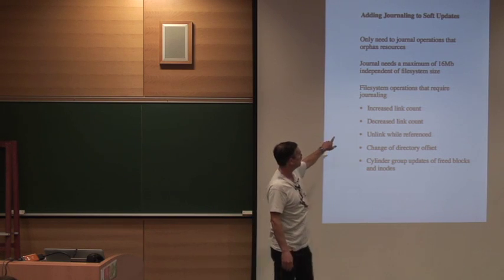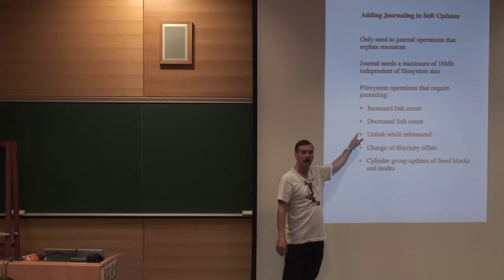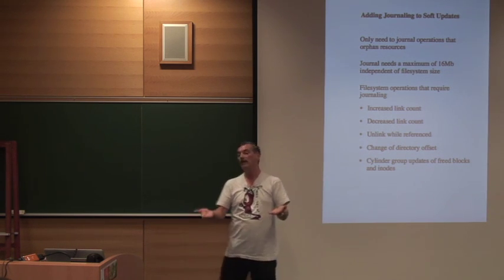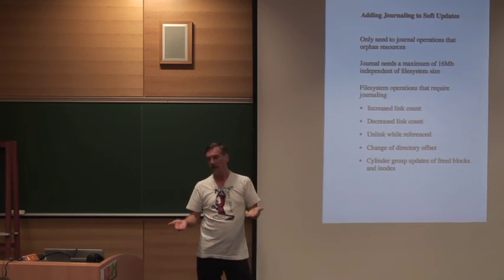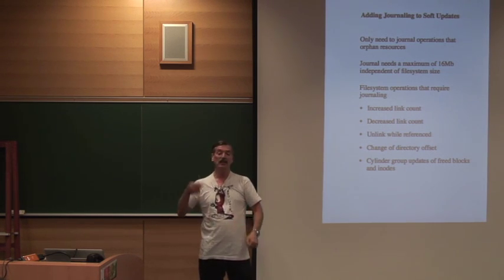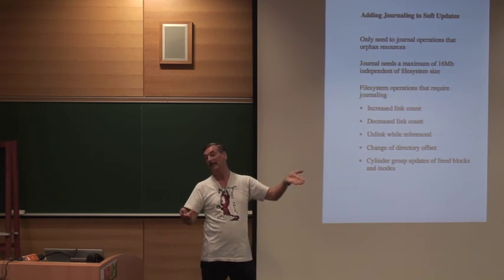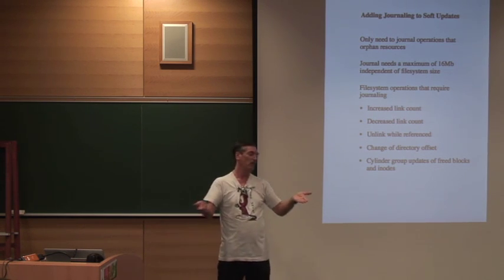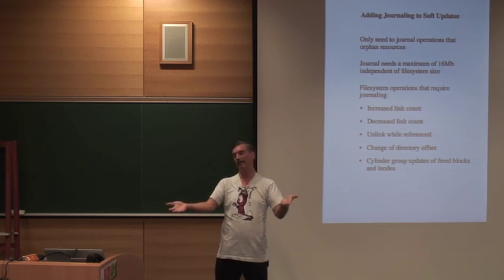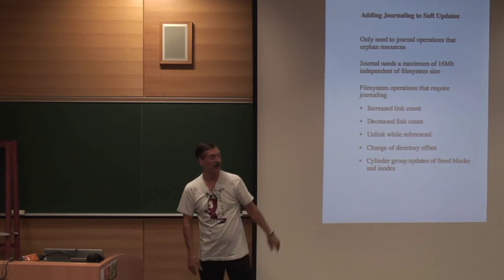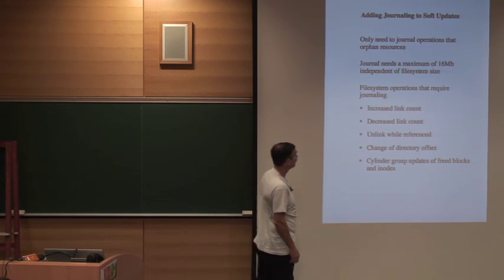OK, decreased link count, more or less the same story. We need to delete an entry first, and then we decrement the link count. That's the case we just looked at. So again, we need something that says this link count needs to be decremented if this directory entry doesn't exist. So the rollback is check if it exists, and if it exists, then leave it alone. And if it doesn't exist, then decrement the link count if it hasn't happened already.